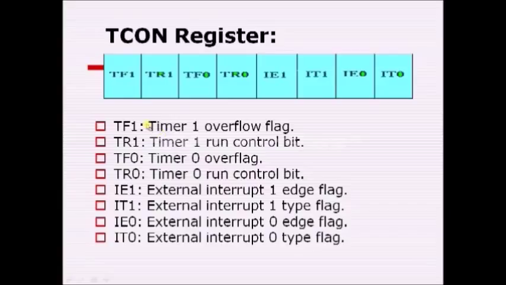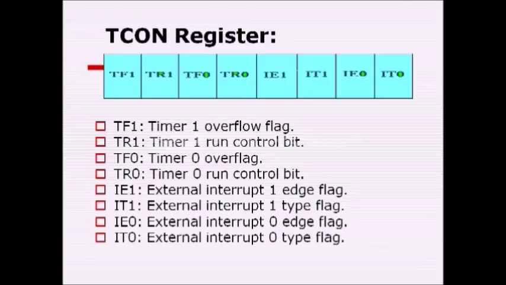The overflow flags represent the overflow status of the timers. What do we mean by overflow? Assume that I have a 4-bit counter. It starts counting from 0000, and as soon as it reaches its maximum value, 1111, then after receiving one more clock pulse, the counter will be initialized to 0 again and will start its count from 0. Whenever this condition happens, that is, from four ones to four zeros, that condition is called overflow.